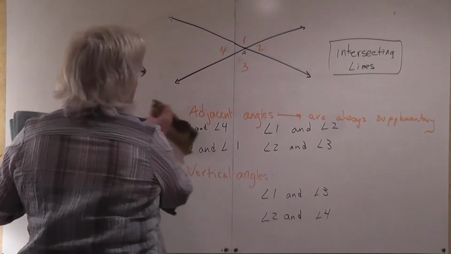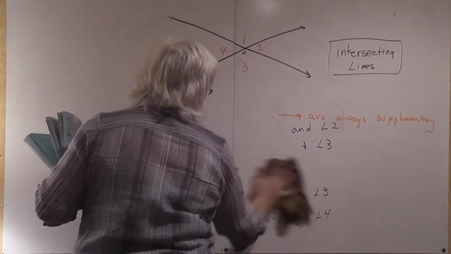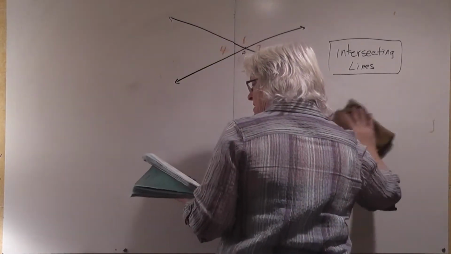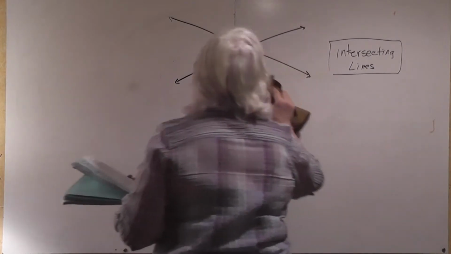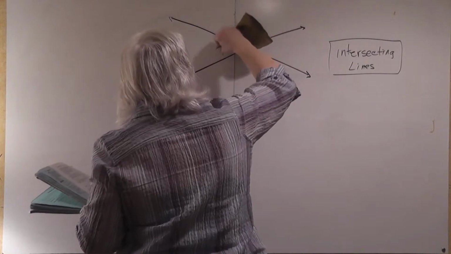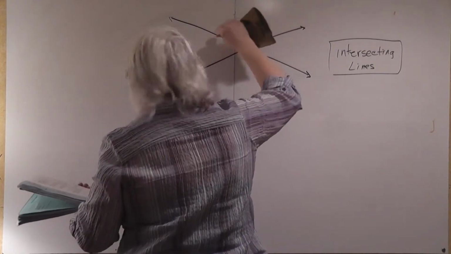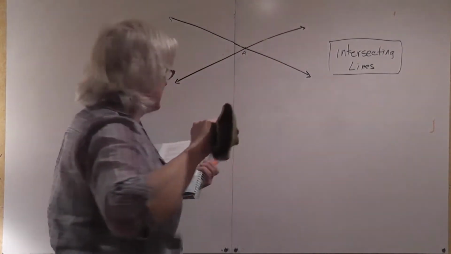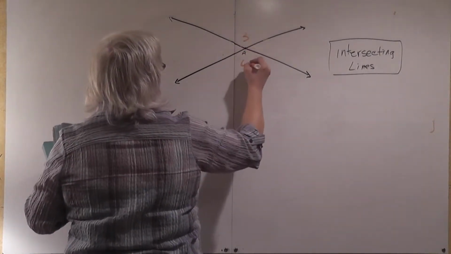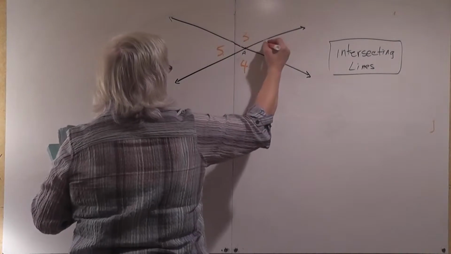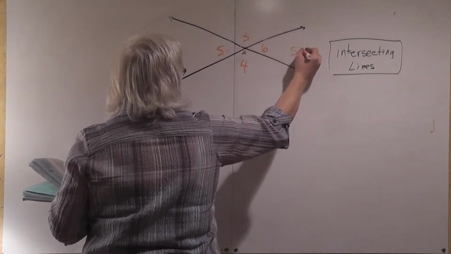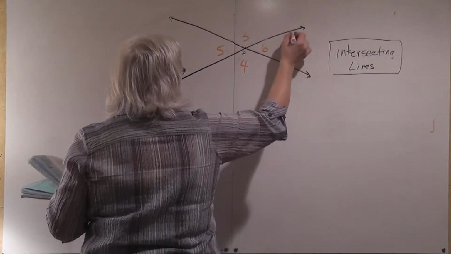We're going to go ahead now, since we talked about adjacent angles and vertical angles, and change these angle numbers here so that I'm matching up exactly with what your example is in your book on page 358. 3, 4, 5, and 6. And angle 6 is 50 degrees.